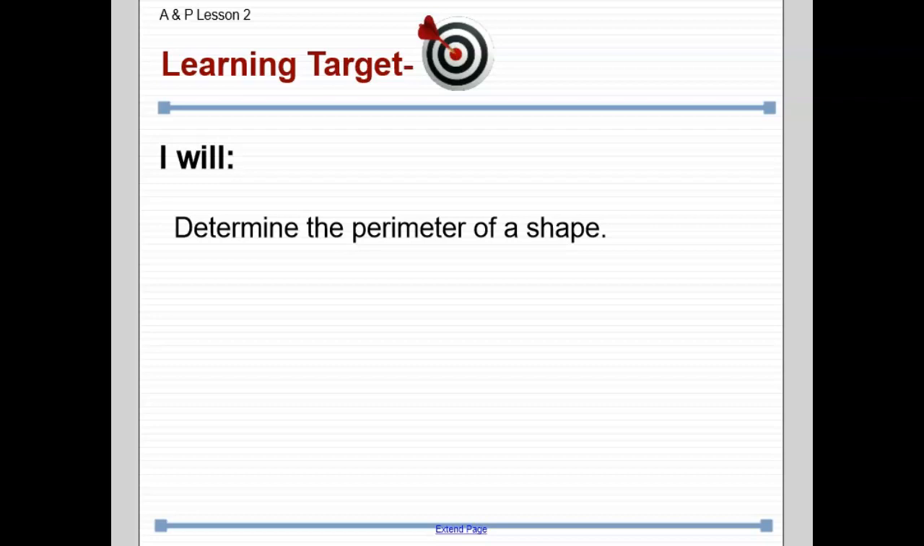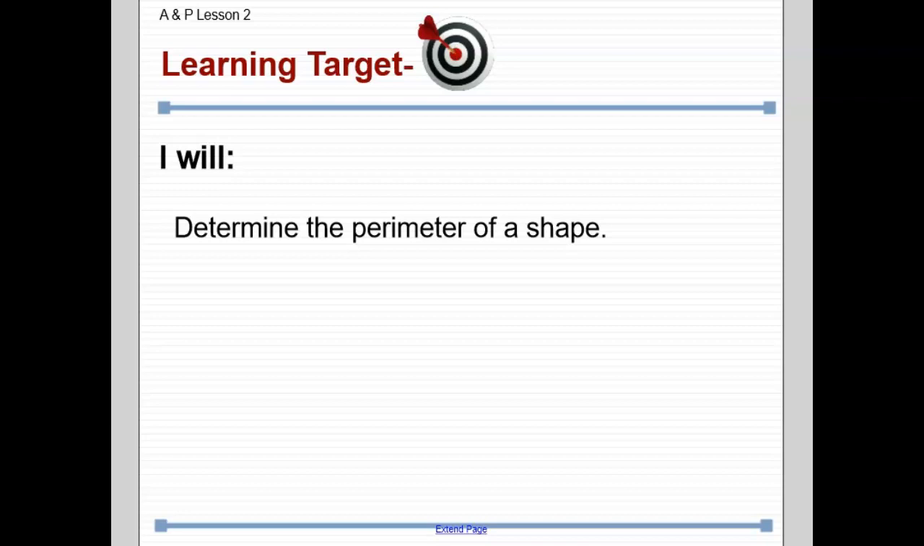Hi, third grade mathematicians. It's Mrs. Moore here, and today I get to teach you the second lesson in our area and perimeter unit. By the end of this lesson, boys and girls, you will be able to determine the perimeter of a shape.